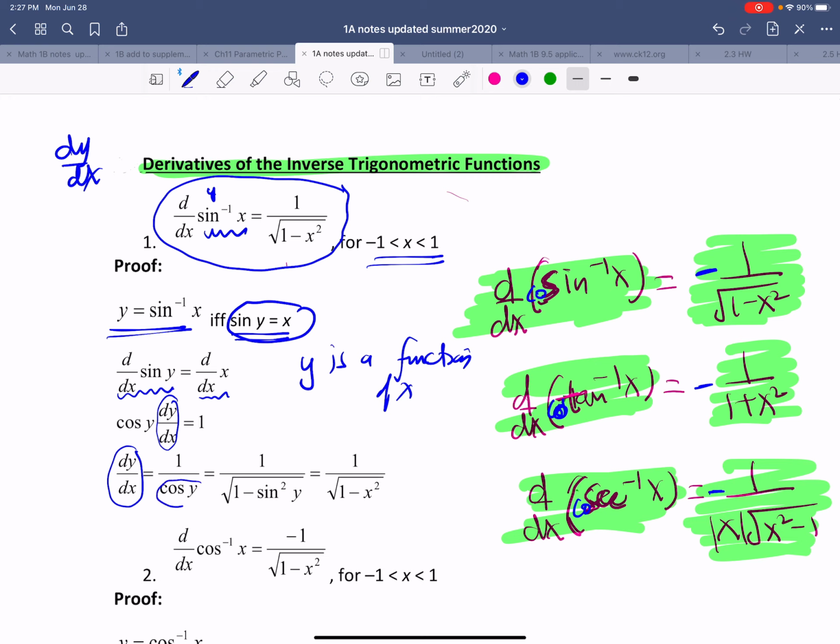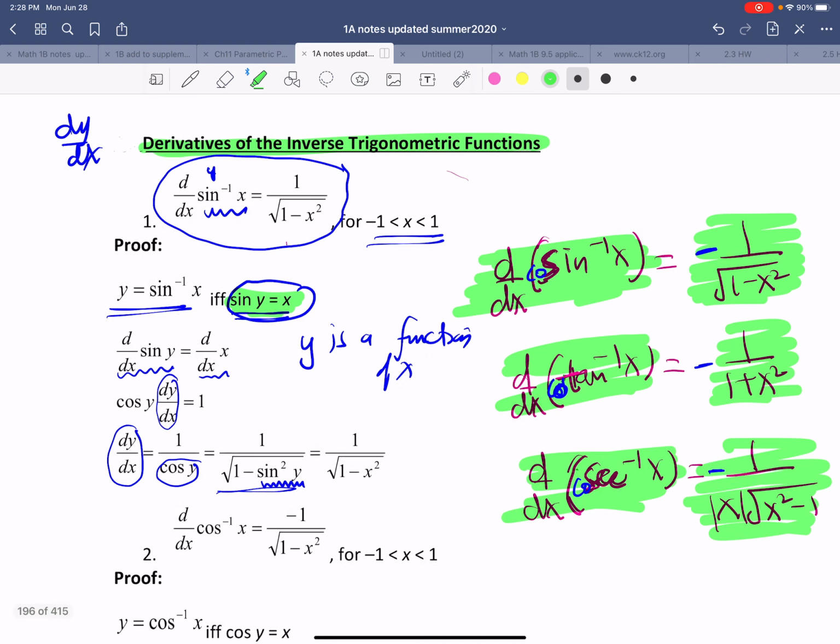We can also write cosine y as the square root of 1 minus sine squared y, because 1 minus sine squared y is cosine squared y, and when we take the square root, we get cosine y. So it's just writing it in a different format, and then we're left with 1 over the square root of 1 minus x squared, because sine of y is x. We recall that in the beginning, sine of y is x. Okay, and that's one proof.